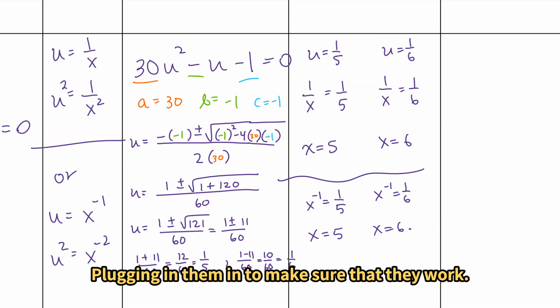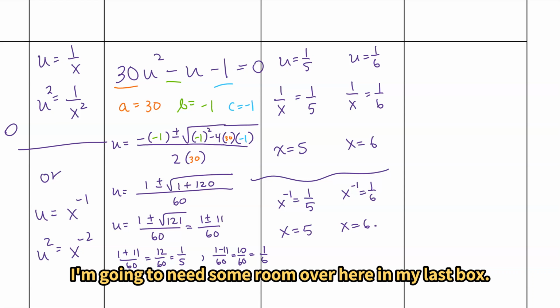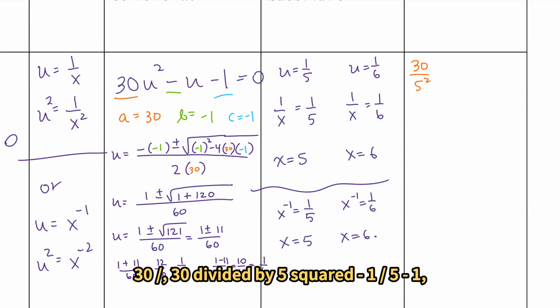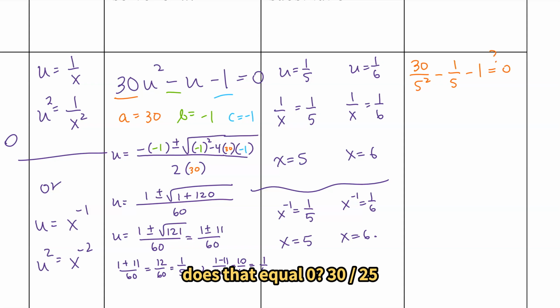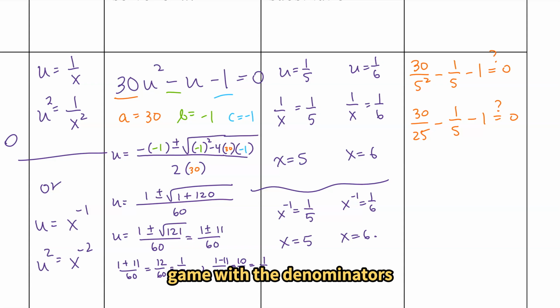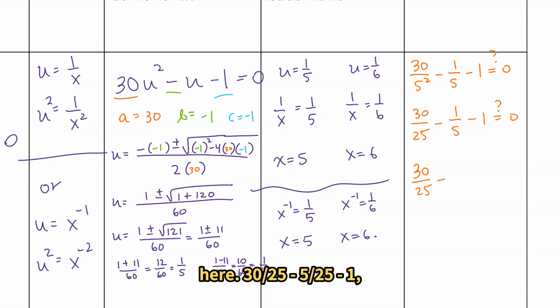Plugging them in to make sure that they work, I'm going to need some room over here in my last box. 30 divided by 5 squared minus 1 over 5 minus 1. Does that equal 0? 30 over 25 minus 1/5 minus 1. We have to play a little bit of a game with the denominators here. 30 25ths minus 5 25ths minus 1.